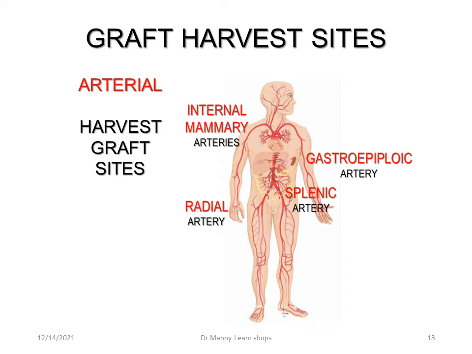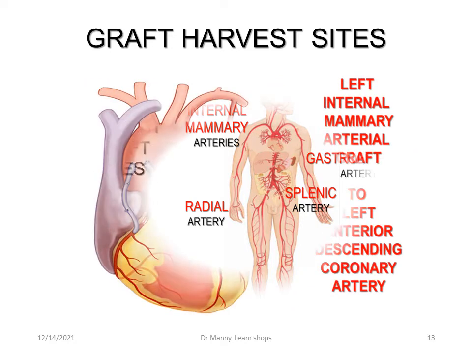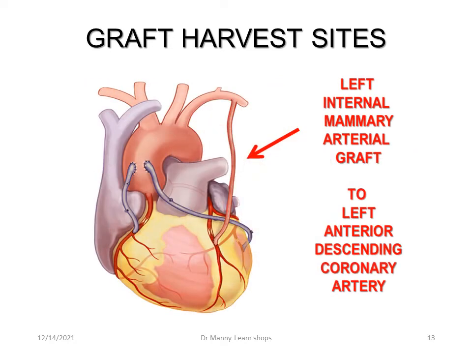The graft harvest sites include internal mammary arteries, splenic artery, the gastroepiploic artery, and the radial artery. But typically the most common ones are left internal mammary, right internal mammary, and radial artery from an arterial perspective. Left internal mammary arterial graft. This one is to the left anterior descending coronary artery, coming off the left subclavian artery.